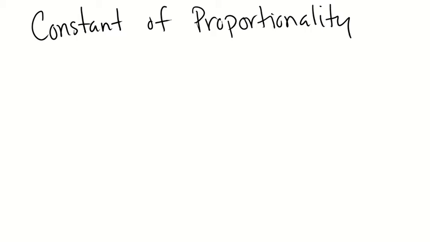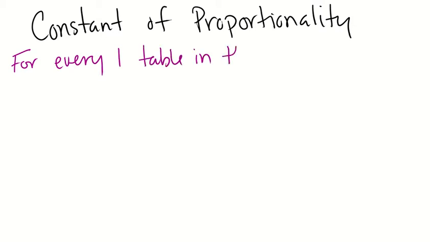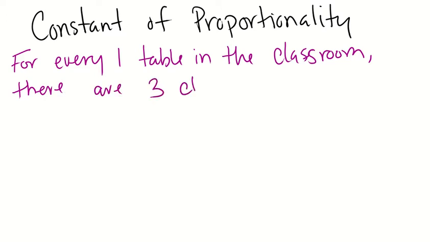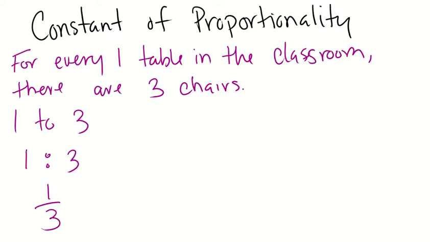So let's create a ratio problem. We'll say for every one table in the classroom, there are 3 chairs. So I want to write that as a ratio, and I could write it as 1 to 3, or 1 colon 3, or 1 over 3. But these would all be read as 1 to 3. So those are my ratios.